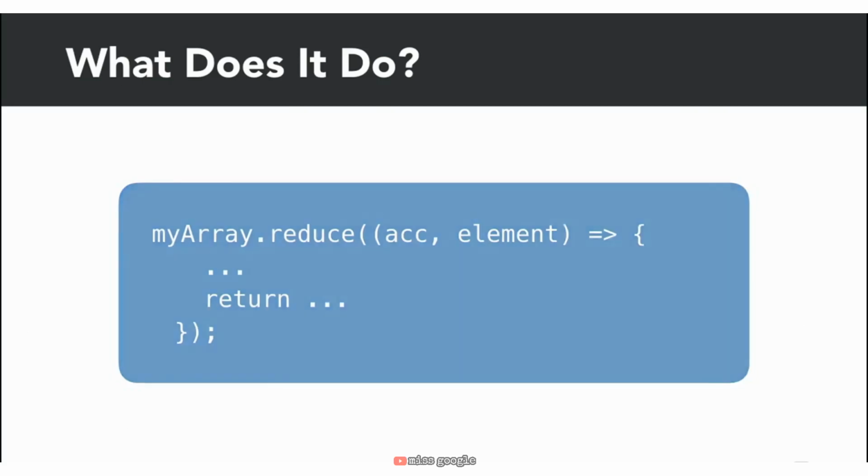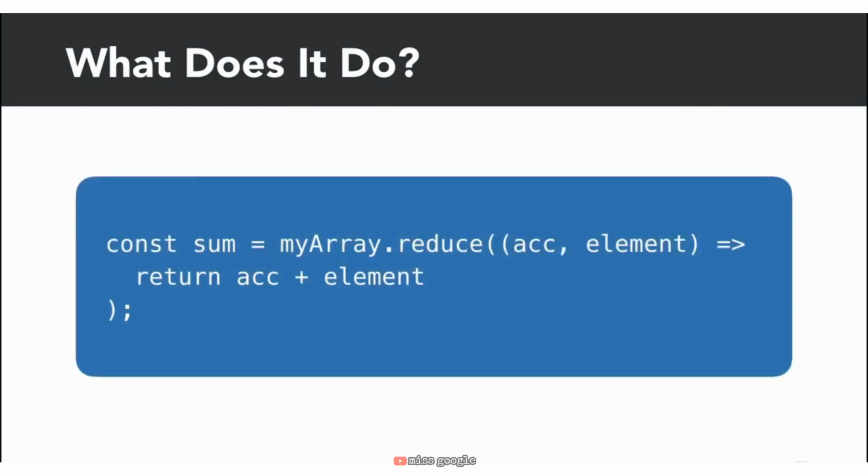And the purpose of this function that we pass to reduce is to tell reduce how to combine the current value of the accumulator variable, what we've got so far, with the current element that we're looking at. When we want to calculate the sum of an array of numbers, for example, our function will simply return the accumulator argument plus the current element.